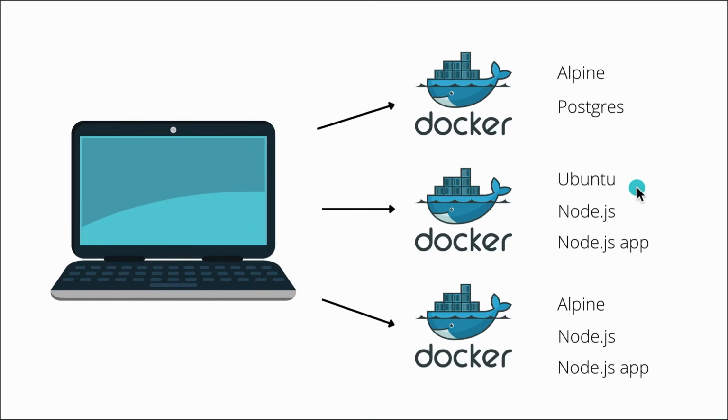You could have another container running. Maybe this one has Ubuntu on it and it's running Node, and maybe you have a Node.js app running in there too. Same down here, but on a different operating system, back on Alpine. So Docker basically lets you run different applications in a standardized environment. And so you don't have to worry about installing the software yourself on your own machine or installing all the dependencies of that software, because the container just bundles everything that the app needs to run.